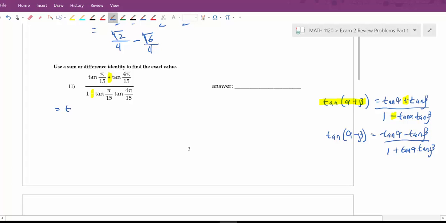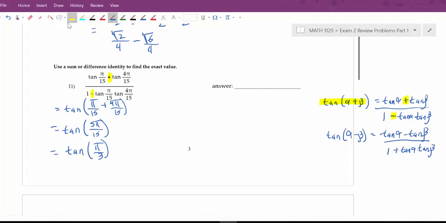So this is going to be equal to the tangent of the first angle, which is pi over 15, plus the second angle, 4 pi over 15. If we work that out, that's going to be the tangent of 5 pi over 15, which reduces down to the tangent of pi over 3. Then you need to just go to your unit circle and figure out what that is, or you can even look at a triangle if you want to. That's really 60 degrees, so you could just look at a 30-60 right triangle.